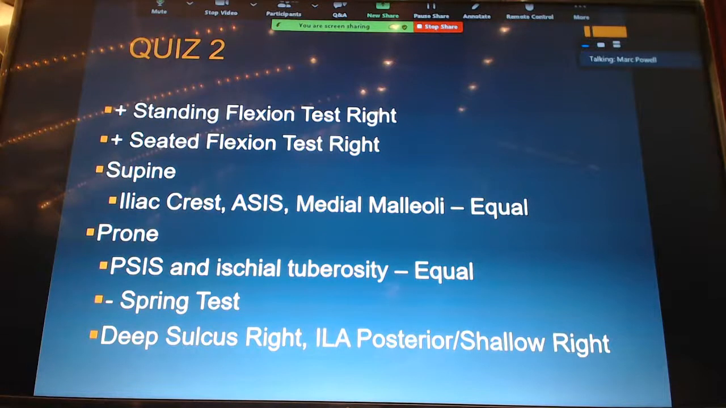Seated flexion test is positive on the right. Sacral or innominate? Say it loud, go. Sacrum, there you go. So my supine exam. Dr. Stevens, why are you even doing a supine exam of the innominate if you know it's a sacral issue already?